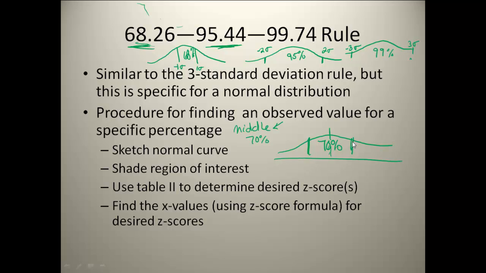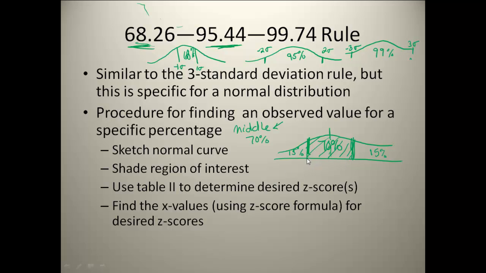And what you have to think about is, well, what's left over? Now, if I have 70% in the middle, that means I have 30% left over, but that 30% will be equally distributed above and below. So I would actually have 15% above and 15% below. And then we can shade the region of interest. Well, we're interested in this 70%.